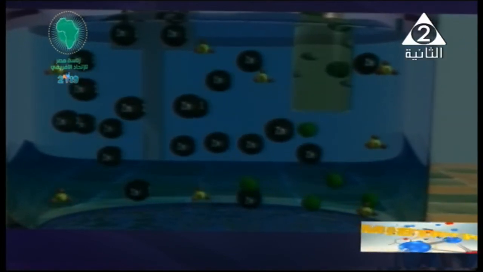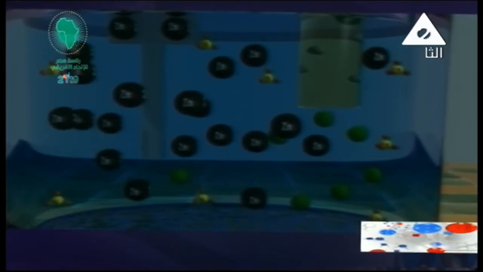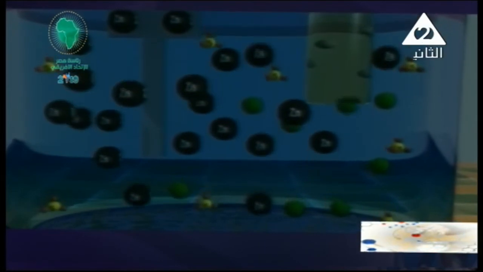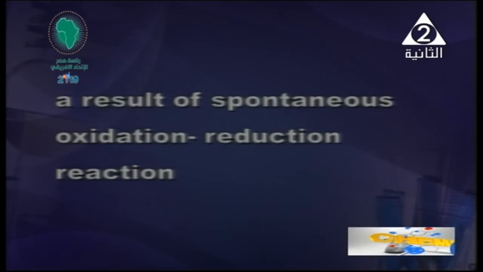Why do zinc ions increase? Because zinc dissolves, oxidizes and changes into a positive ion, zinc positive ion. These ions can move freely, as a result of a spontaneous oxidation reduction reaction. The spontaneous oxidation reduction reaction gives an electric current, as we said before.